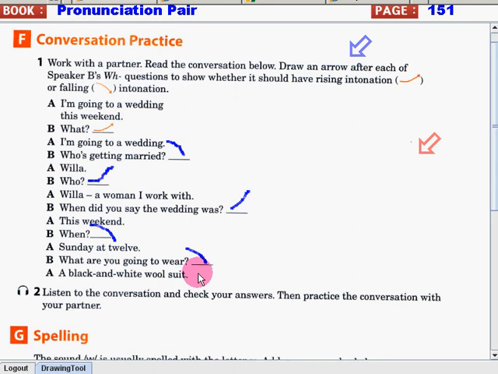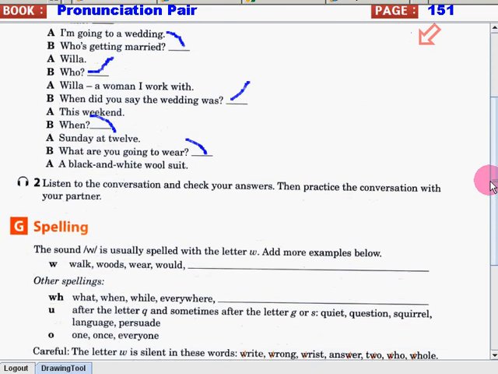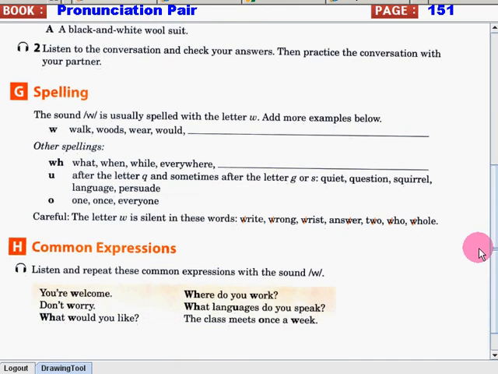Okay guys, did you get the answers correctly? Wow, that's great! Congratulations then! So, we're going to stop here first, but we will continue our lesson in the next video, wherein we're going to talk about the last part of W sounds. We're going to discuss spelling and common expressions.